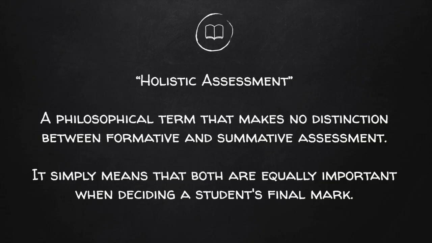One thing I want to address real quick is the term holistic assessment. So you'll hear this term around TKS in reference to the direction that the school is headed in. And holistic assessment is just a philosophical term that makes no distinction between formative and summative assessment when it comes to grading. So at the end of a unit or at the end of the year, the teacher has to decide what the final grade for a student is, and the teacher needs to give equal weight to both formative and summative assessment data. So let's go into a little bit more detail about how you get that formative assessment data in order to make that consideration.